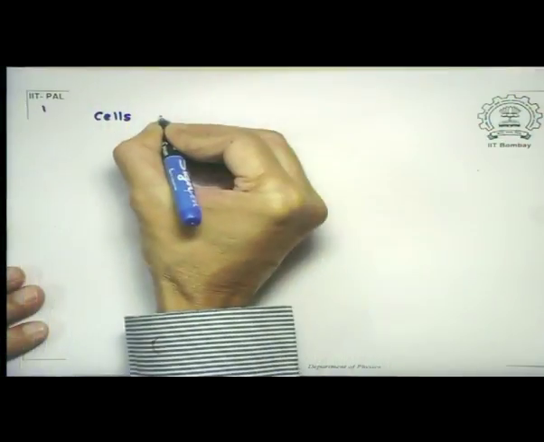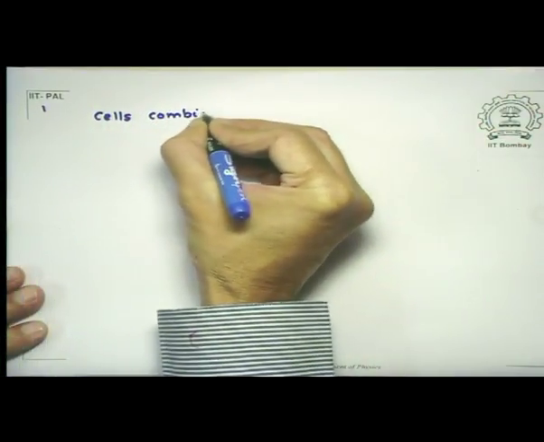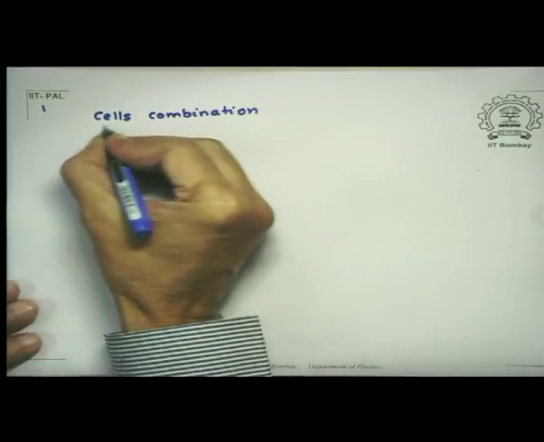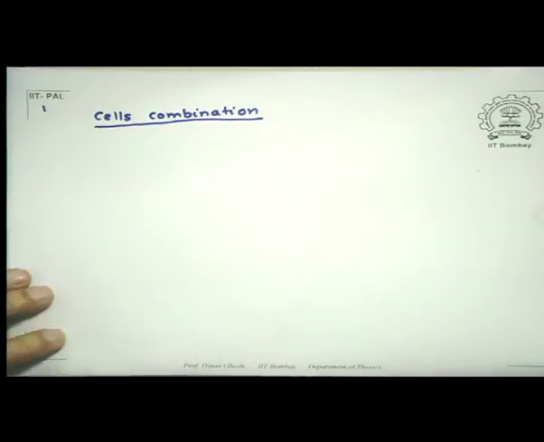Last lecture, we had discussed with several examples the series and the parallel connection of resistances. Towards the end, we started talking about the series and the parallel combination of cells. So what we said is that when the cells are combined, like resistances, we can combine them in series or in parallel. We discussed the series combination last time, but let me quickly review this.